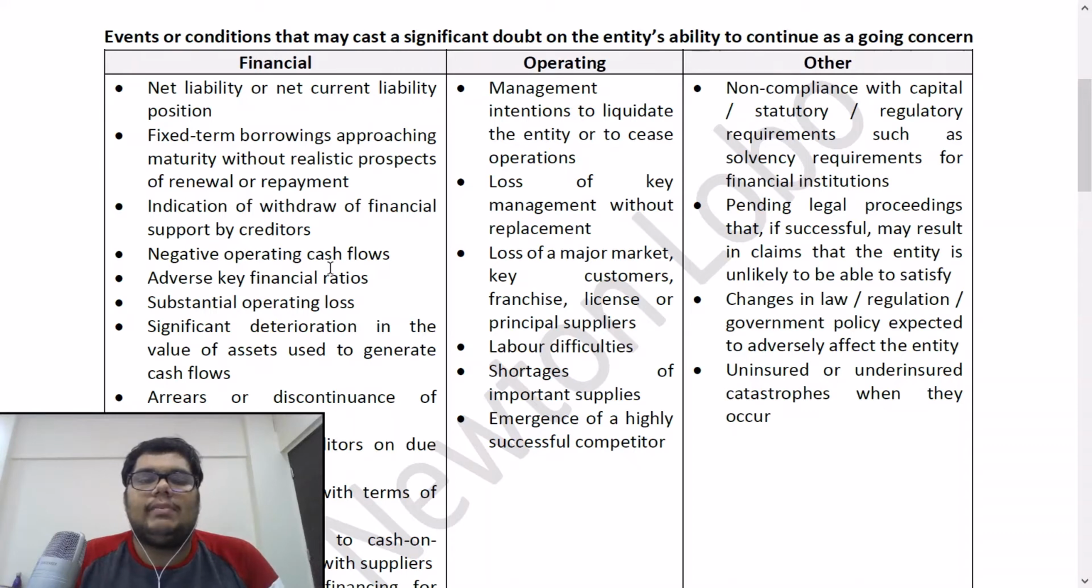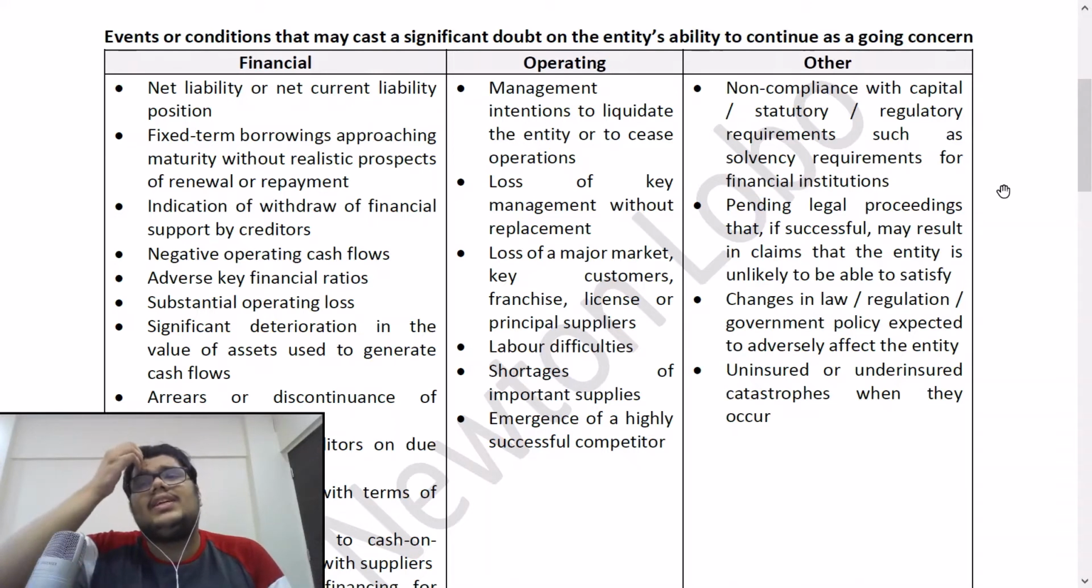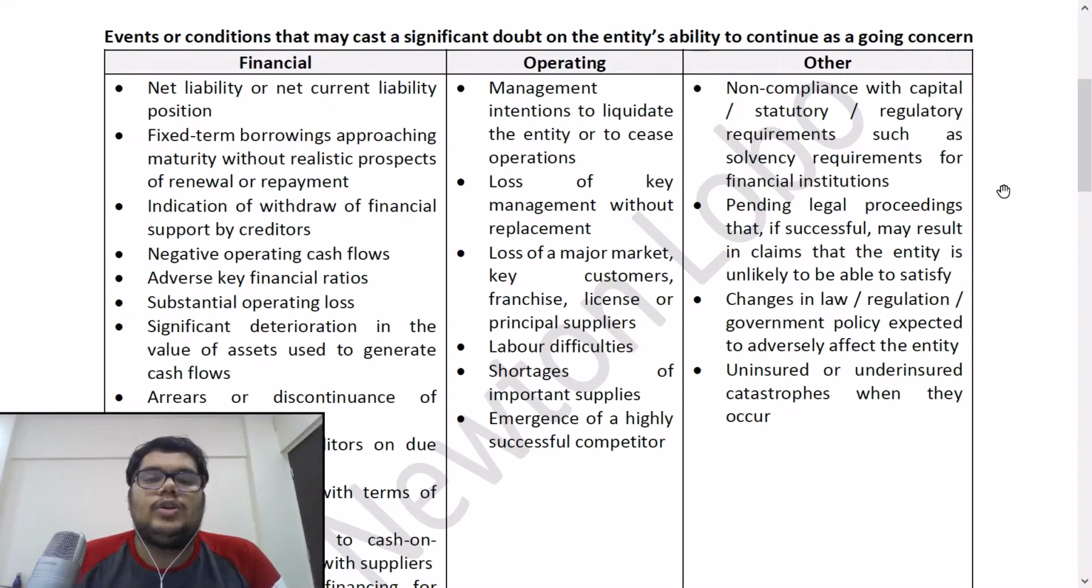Number 1, net liability or net current liability position. Liabilities are exceeding assets, current liabilities have exceeded current assets. So that is a financial indicator of a going concern issue. Then fixed term borrowing approaching maturity without realistic prospects of renewal or repayment. Your borrowings are approaching due date, but there is no realistic kind of evidence that you may be able to renew that borrowing, or you will be able to repay the borrowing.